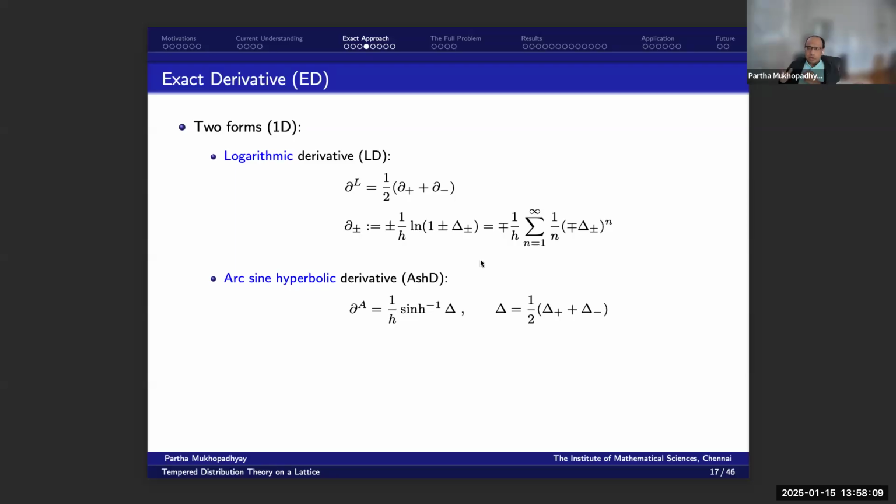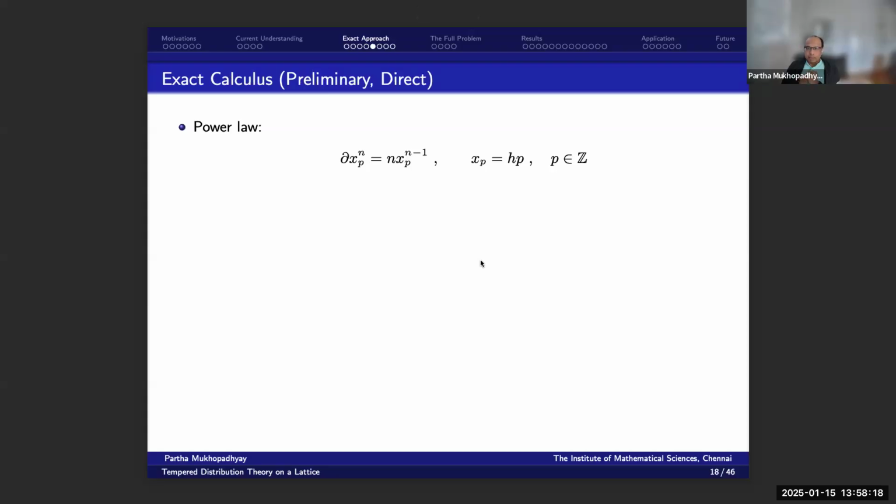And once you have these derivatives, you can try to check whether they really satisfy the exact calculus or not. So, for example, the power law. This power law is a continuum rule. It is not satisfied by the difference operator. But if you use either the logarithmic derivative or the sine hyperbolic derivative, then you get this result. These are preliminary evidence that shows that this may be an exact derivative.